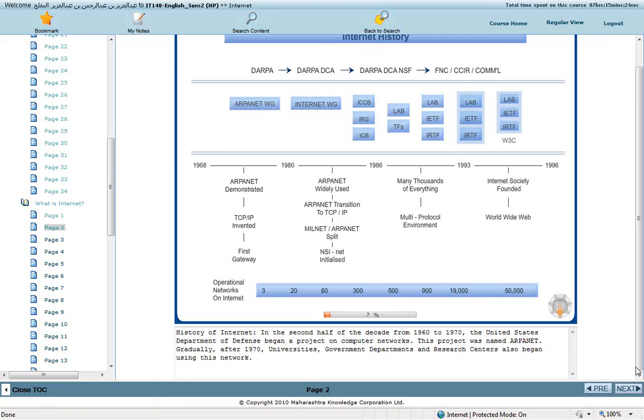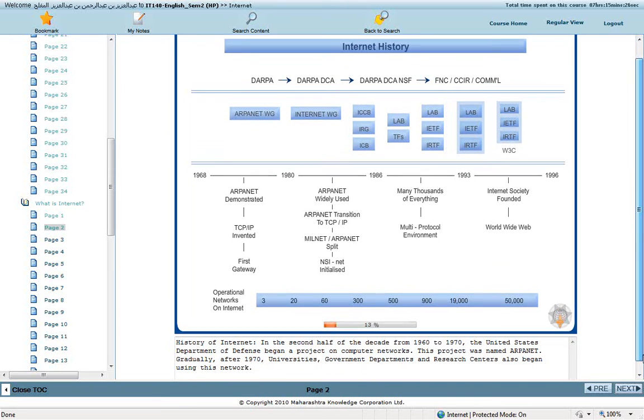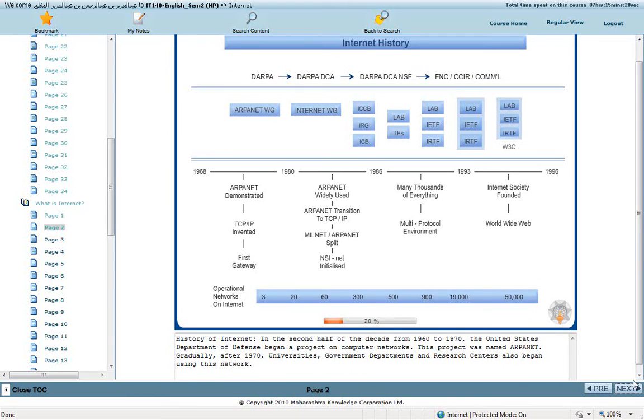History of Internet. In the second half of the decade, from 1960 to 1970, the United States Department of Defense began a project on computer networks. This project was named ARPANET. Gradually, after 1970, universities, government departments, and research centers also began using this network.